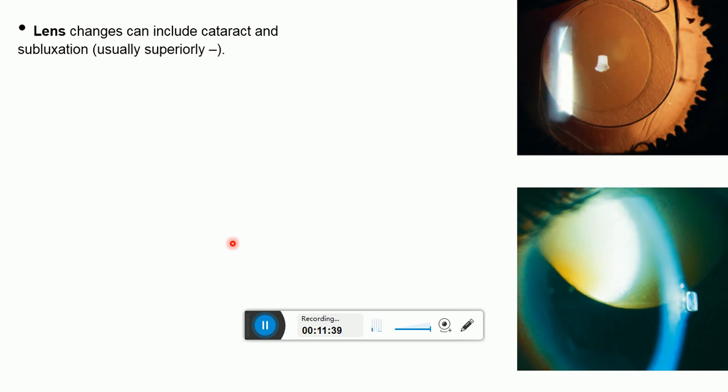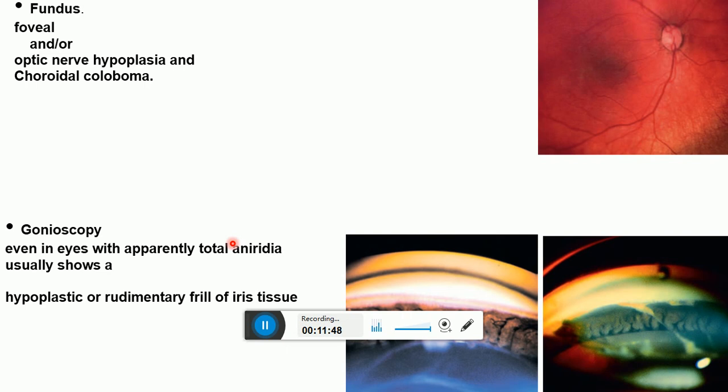Lens changes can include cataract and subluxation, usually superiorly. Fundus possible abnormalities include foveal and or optic nerve hypoplasia and choroidal coloboma. So in this picture you can see optic nerve hypoplasia. Gonioscopy, even in eyes with apparently total aniridia, usually shows a hypoplastic or rudimentary frill of iris tissue. Here you can see.